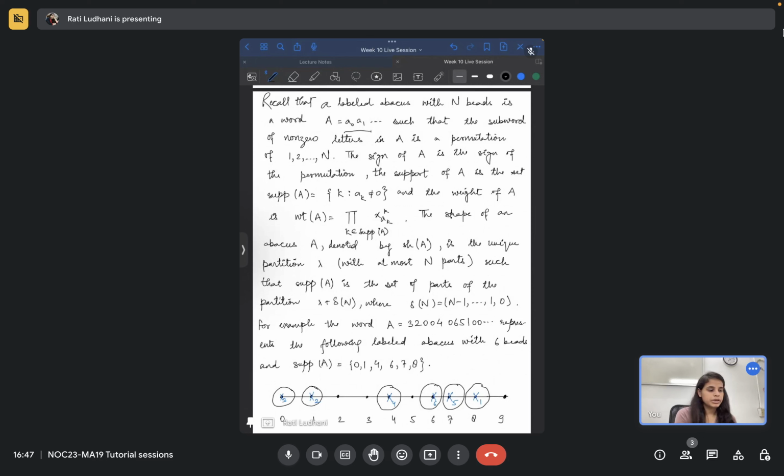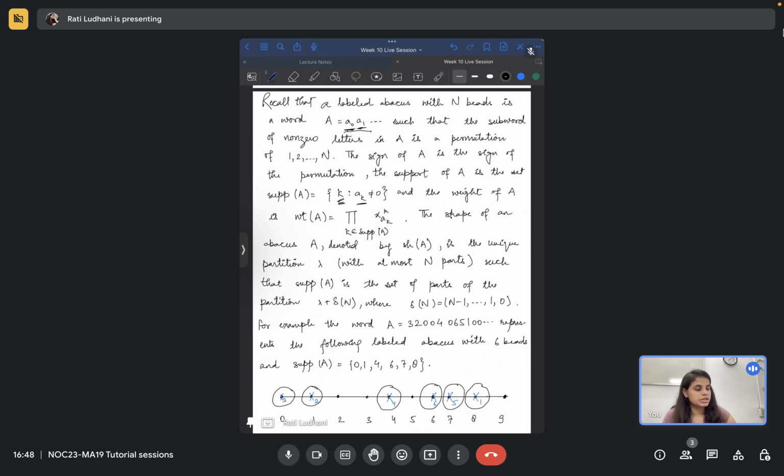And the support of a is the set of k such that ak is non-zero. So support of a is the set of positions, 0, 1, 2, 3 and so on, where ak is non-zero. You consider that set, you get the support of a, and the weight of a you consider in terms of powers of x. I'll explain here.